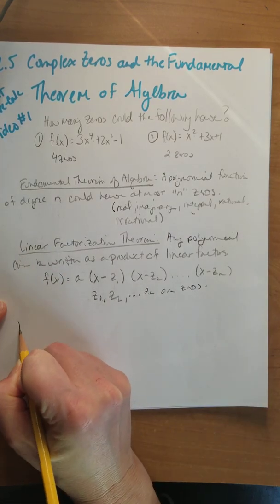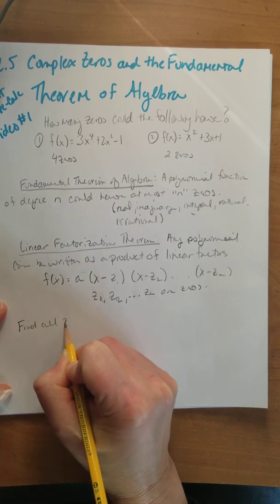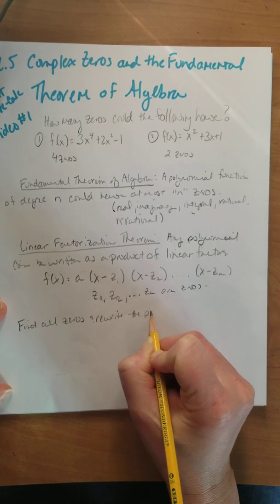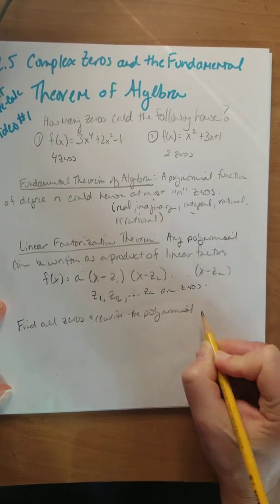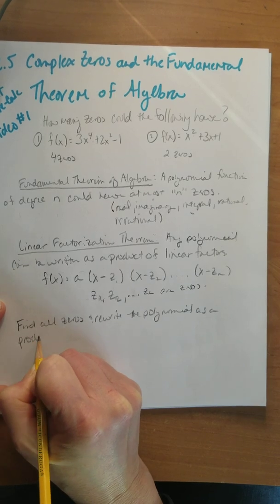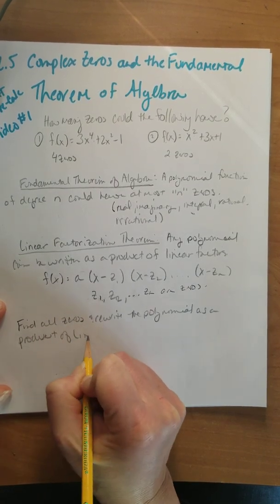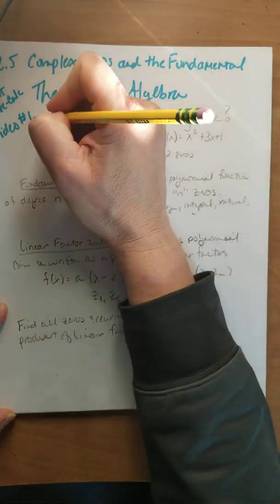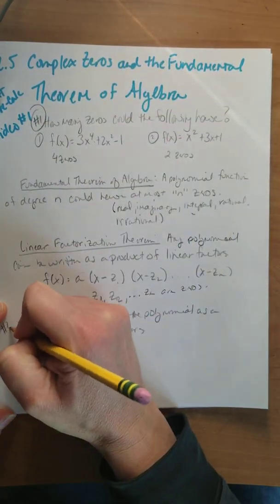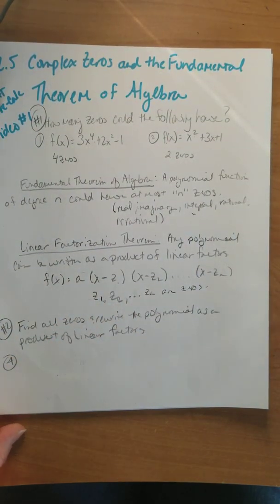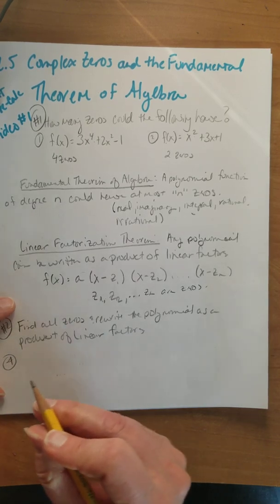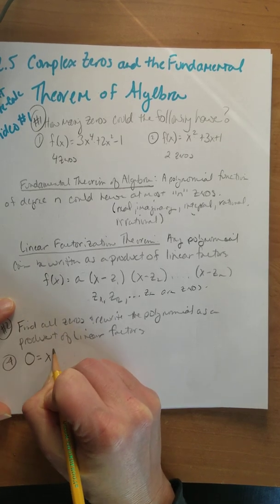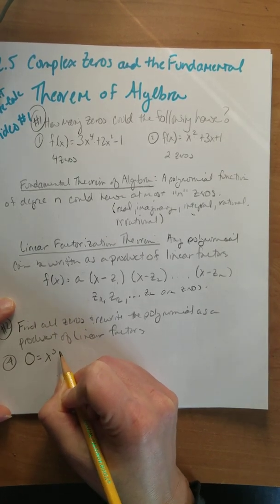So my first is going to be find all zeros and rewrite the polynomial as a product of linear factors. All right. So this was our how many zeros. That could be our question number 1. This is going to be question number 2, and this is going to be A. All right. So here we go. First one, we're going to find all the zeros for 0 equals x cubed minus 5x squared.